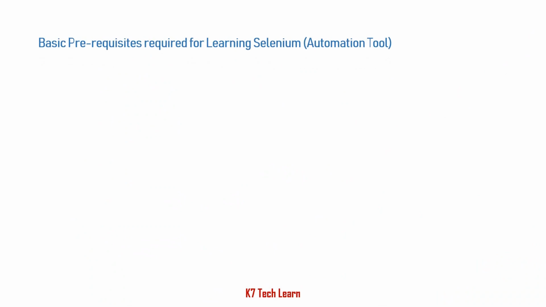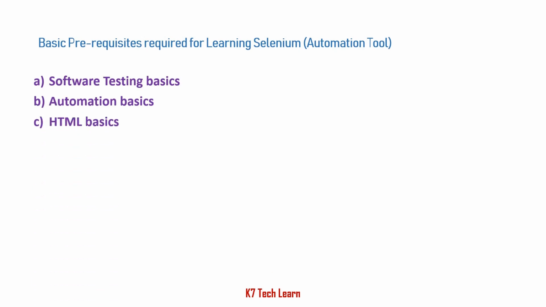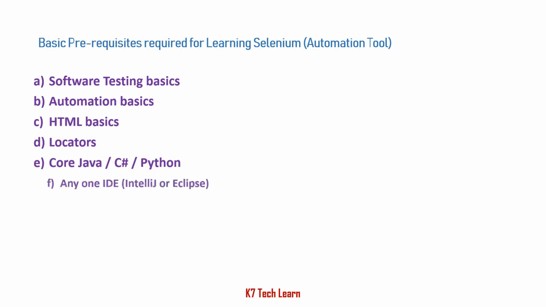Here we are going to see what are the basic prerequisites required for learning Selenium. One is software testing basics, second one is automation basics, third one is HTML basics, fourth one is locators, fifth one is any one of script language, Core Java or C Sharp or Python, and sixth one is any one IDE, IntelliJ or Eclipse. And these are the minimum requirements for learning Selenium.